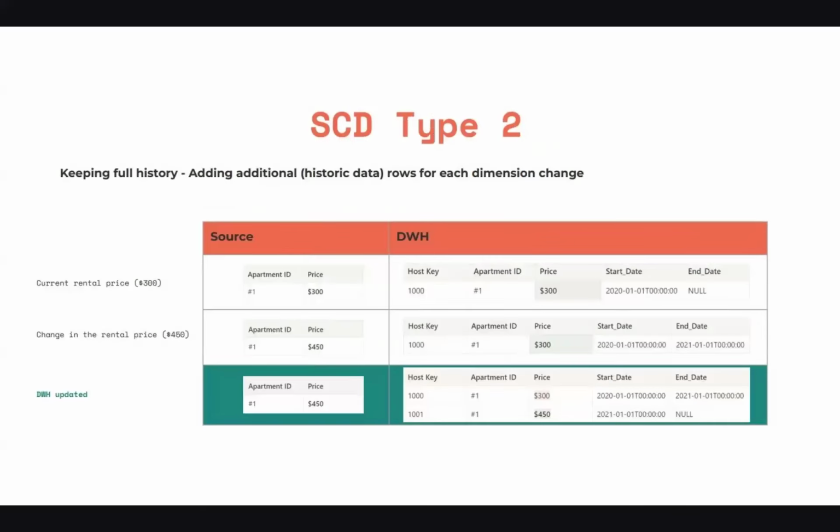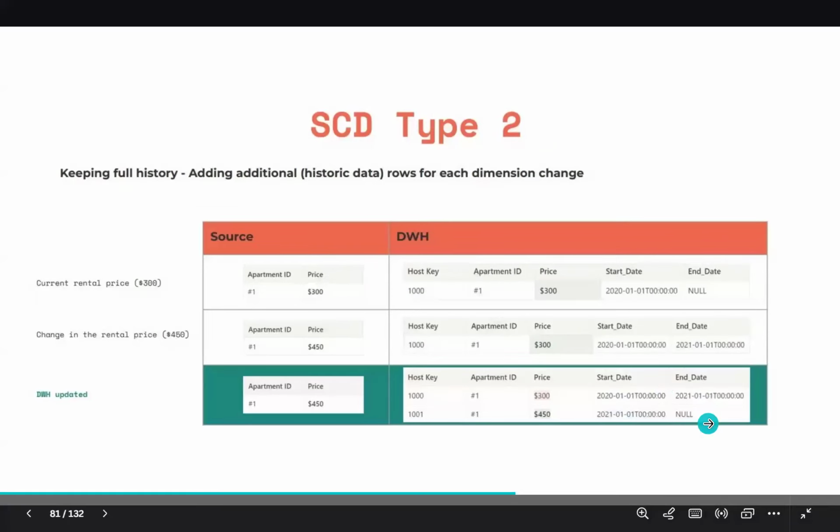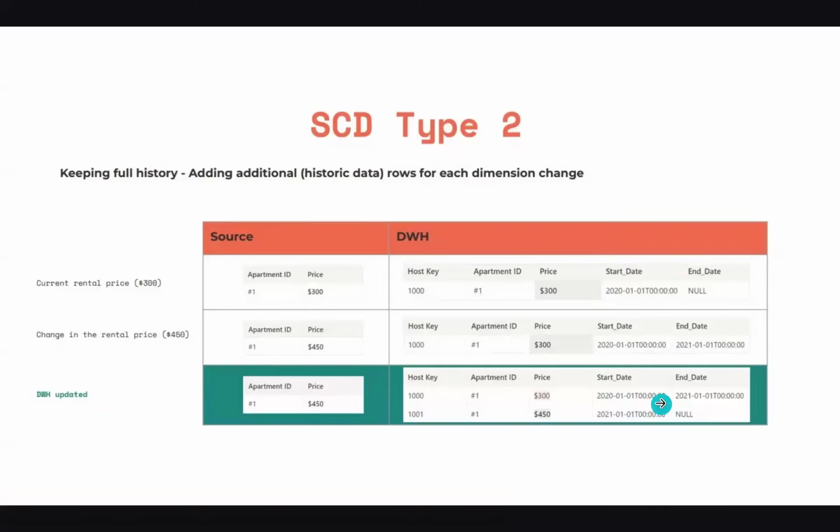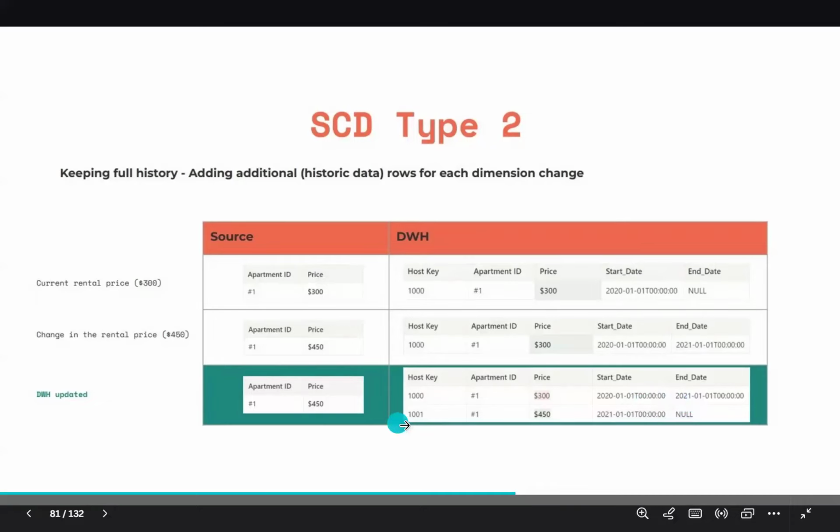In type 2 SCD, we maintain the history. How can we maintain the history? We have two columns, start date and end date. Whenever a record is inserted, the end date will be null. If we get the same record over a period of time, we update this end date and insert the new record in the next row with a null value.